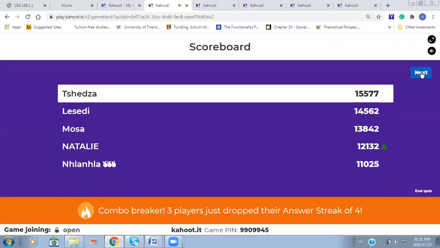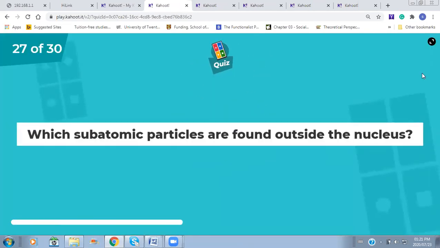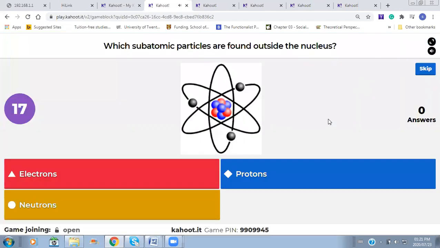Okay, so let's look at the scoreboard now. Combo breaker. Three players just dropped their answer streak of 4. So now four of you have got your answers straight, answering 1, 2, 3, 4 questions in a row. Congratulations. Let's go to question 27. Which subatomic particles are found outside the nucleus? We have the electrons, we have the protons, we have the neutrons, and we also have the what? The atomic mass.